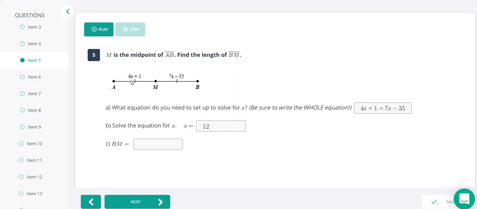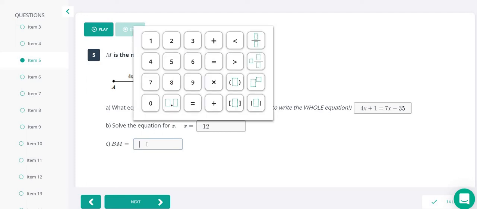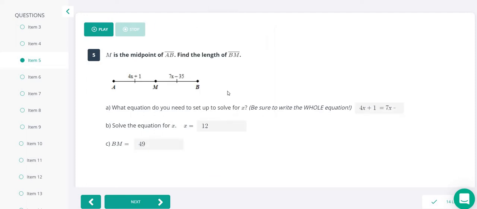4 times 12 is 48. 48 plus 1 is 49. So that means BM equals 49, and AM equals 49. MB is going to equal the same thing because these are congruent. These little lines here mean they're the same.